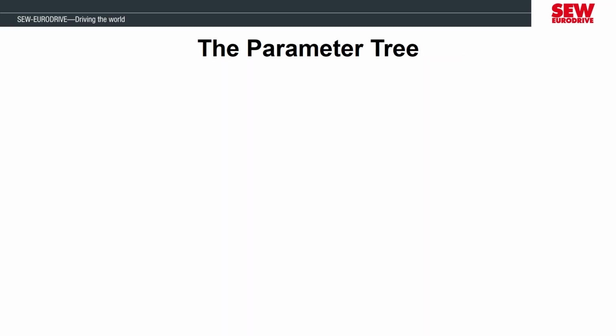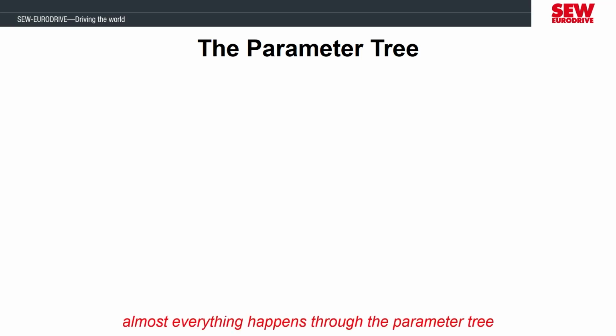Like most inverters, the MOVIDRIVE has a parameter tree where functionality can range from simple control to complex control based on how it's configured. A lot of these parameters you may never need to change from its default setting, but we will be going through some of the most common ones that will need to be set appropriately for almost every application.